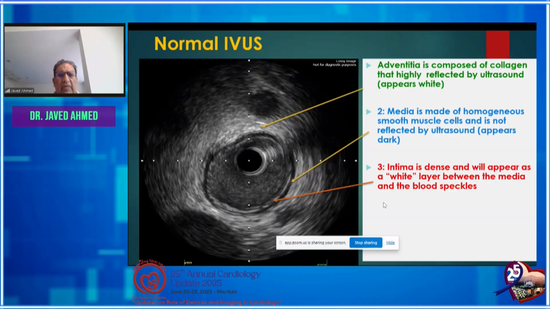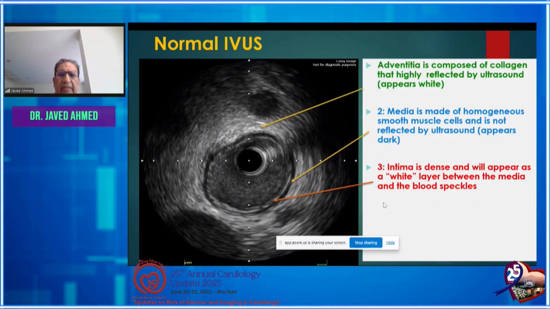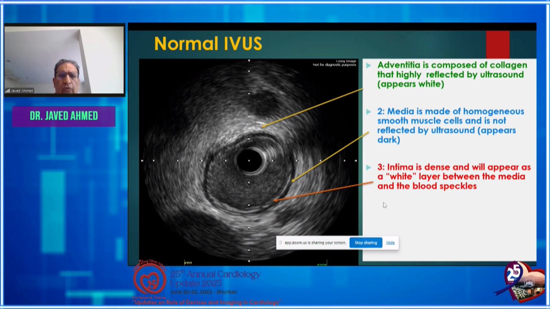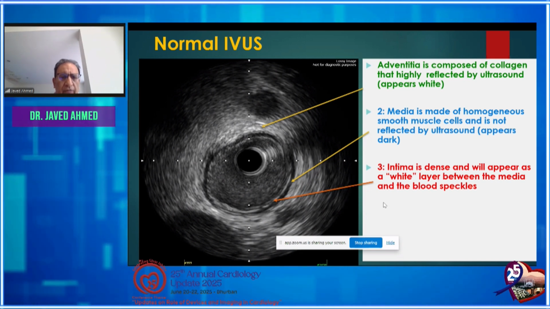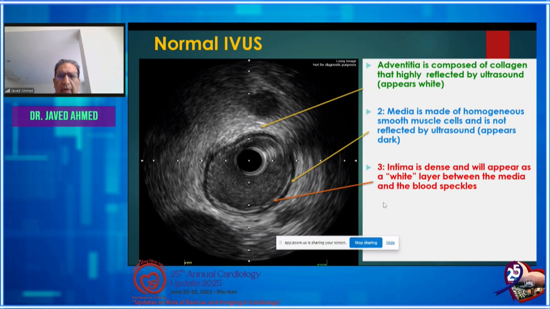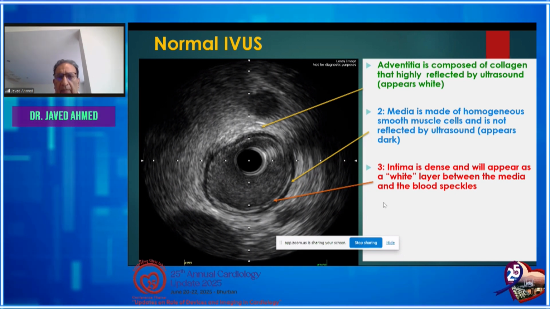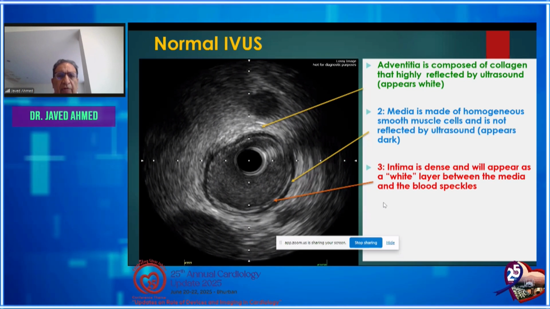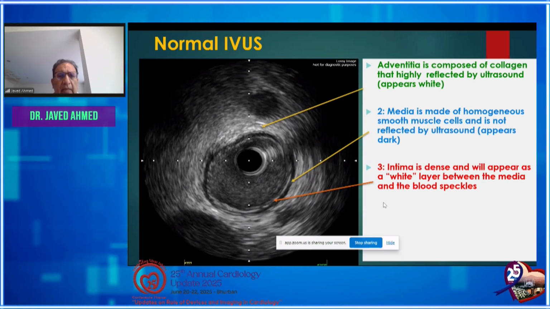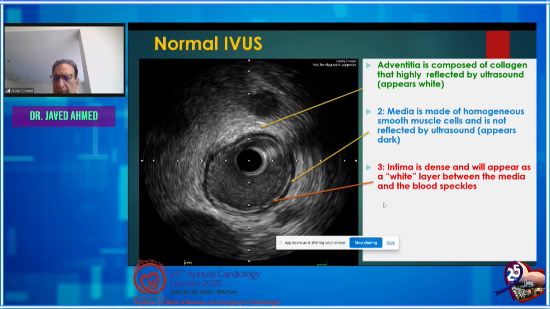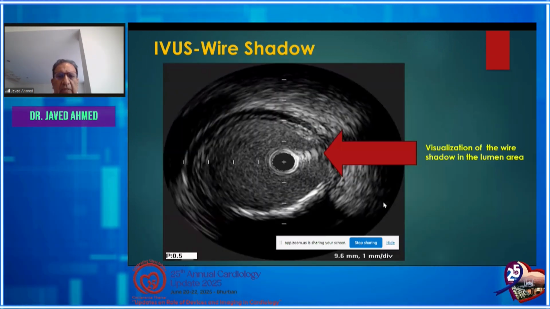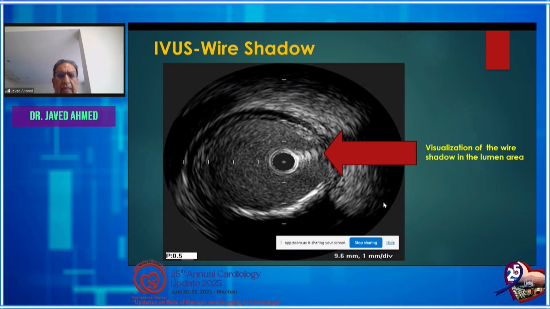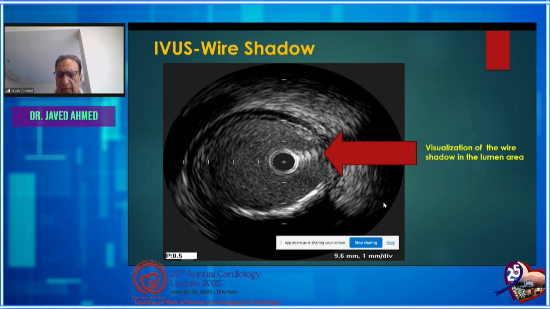And in this slide, you could see that this is an image from the mechanical system, and that shows very clear demarcation of intima, which is the white layer inside the coronary artery, and then you could see media, which mainly contains the smooth muscle, and that appears black, and then the adventitia, which is outside the media, that is quite bright and echogenic. And here you could see the wire visualization when you actually insert an IVUS probe inside the coronary artery.